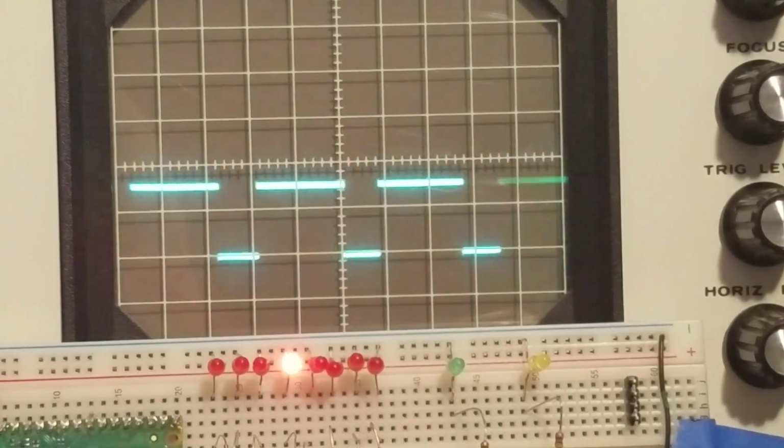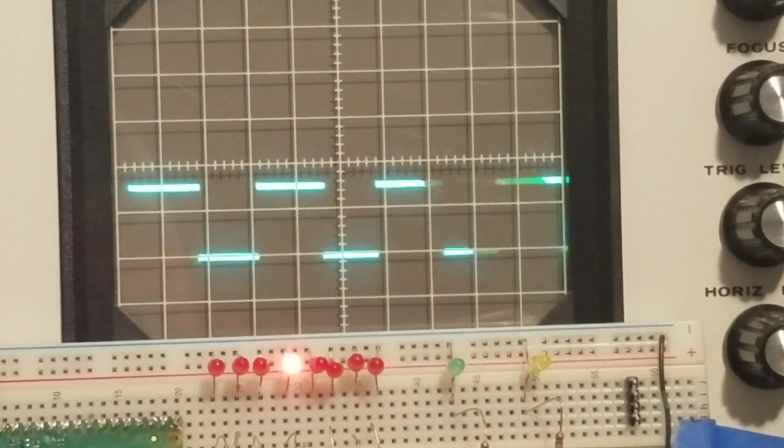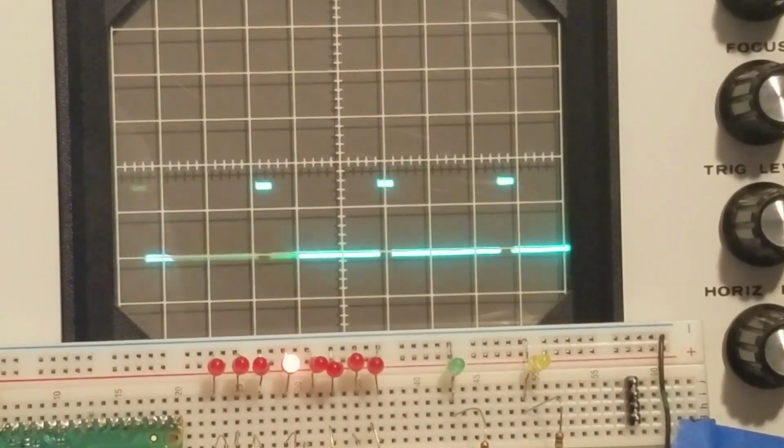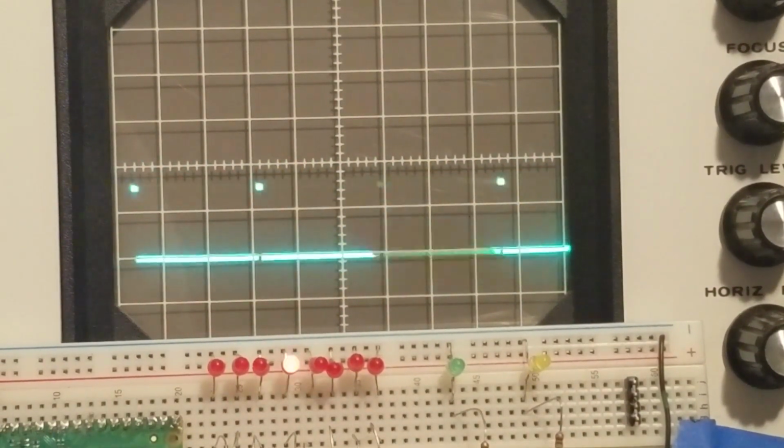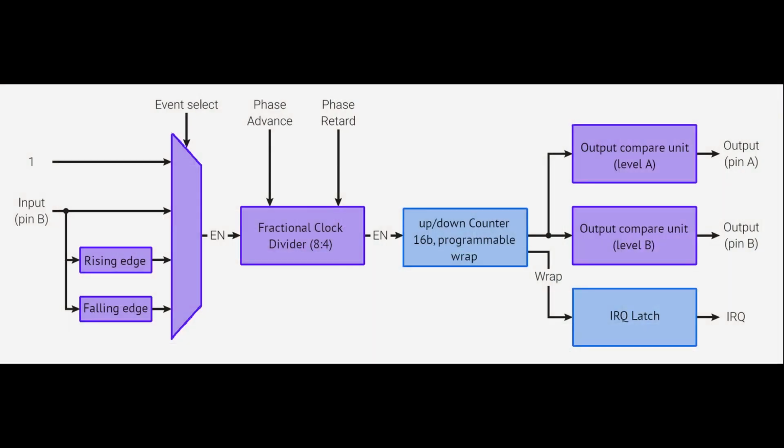I'm assuming that you know that PWM is a way of simulating an analog signal by rapidly pulsing an output while varying its duty cycle. If you want more basics on PWM, I'll put a link to a helpful video in the description below.